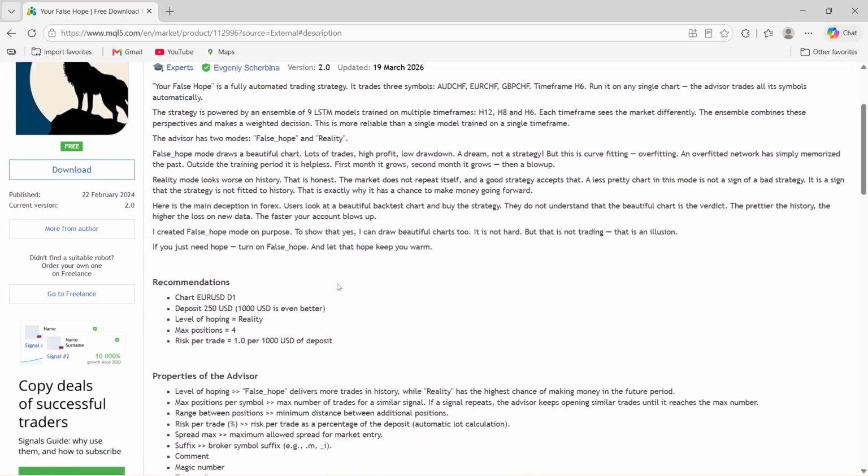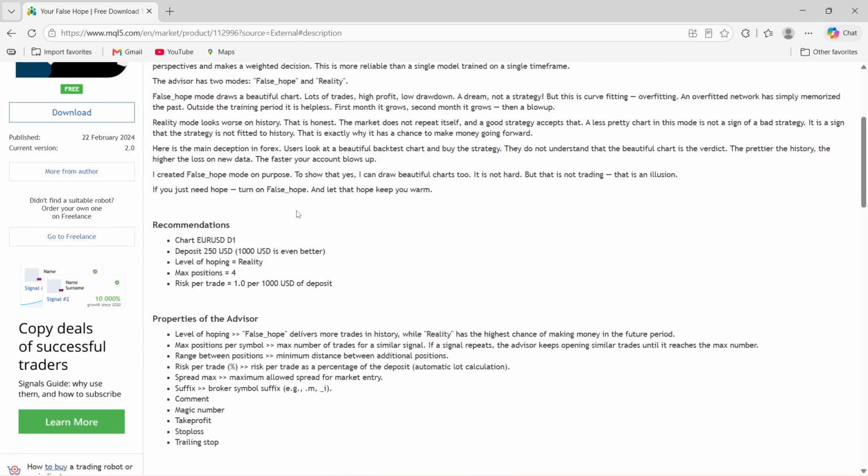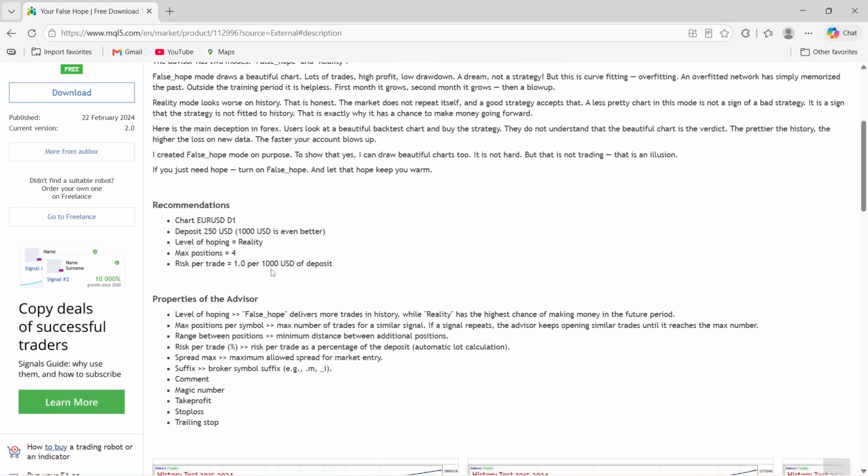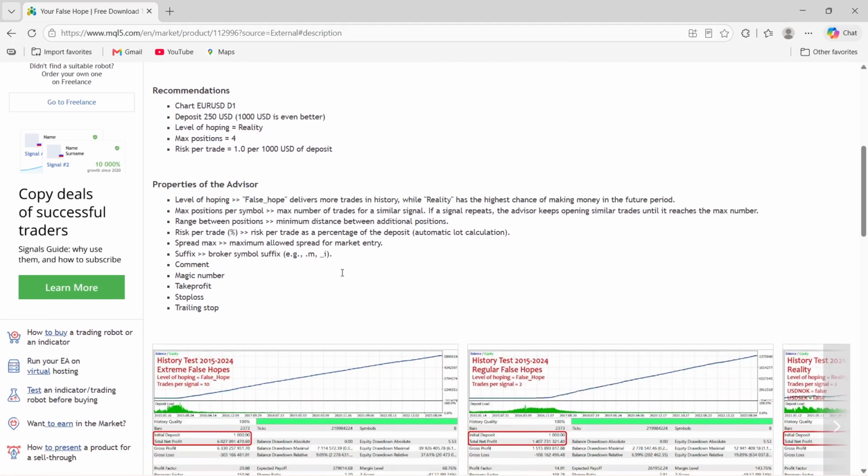All right. So we also have the recommendations. You can see it's recommended you trade the charts of the EURUSD on the daily time frame. It's recommended you deposit $250 and it is said that $1,000 is even better. Level of hope in reality, meaning you should set realistic expectations. Max positions four and risk per trade 1.0 per $1,000 of deposits.